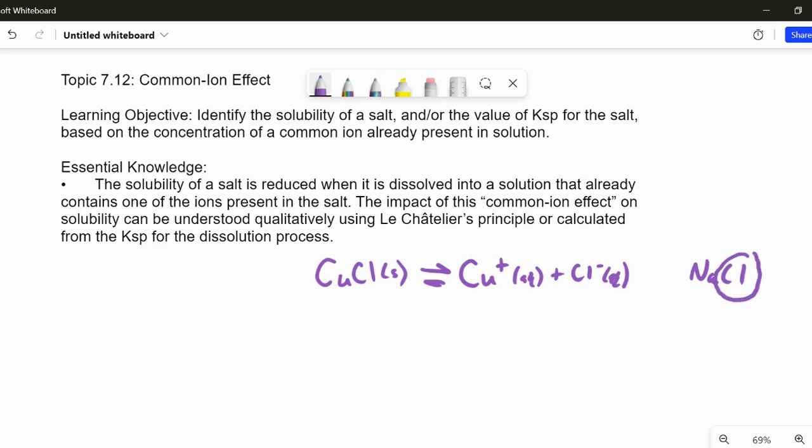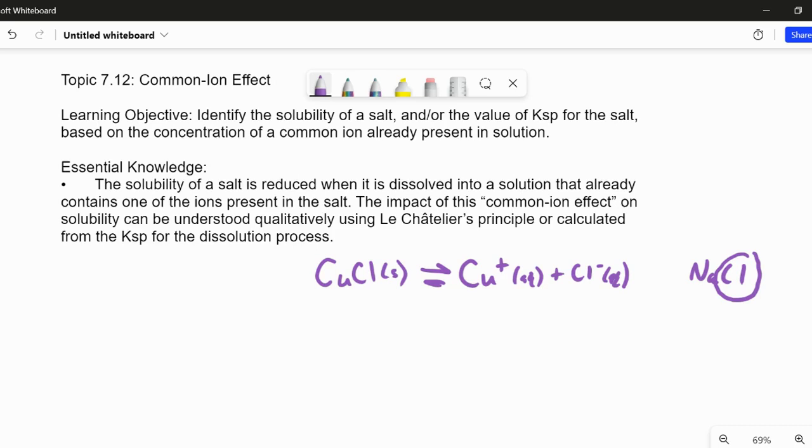And so that chloride is going to keep the copper chloride from dissolving to the same extent it would in pure water. That's what the common ion effect has to do with: if a compound is dissolving in water and there's already a common ion present, it will dissolve less.